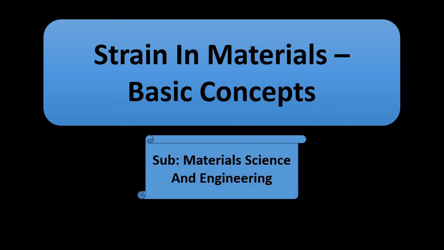So we'll continue our discussion related to material science and engineering. Previously we discussed stress in materials and the different types of stress acting on objects. So in this video we are going to discuss the effect of that stress, basically what stress does to the object, which is strain in materials.